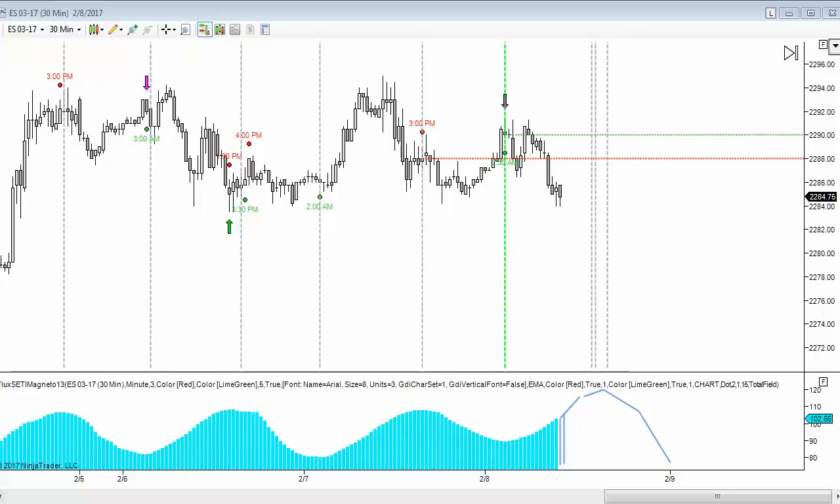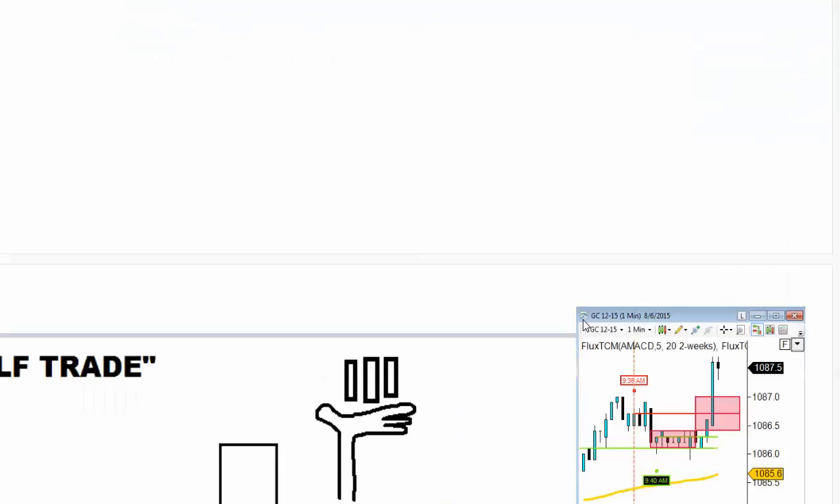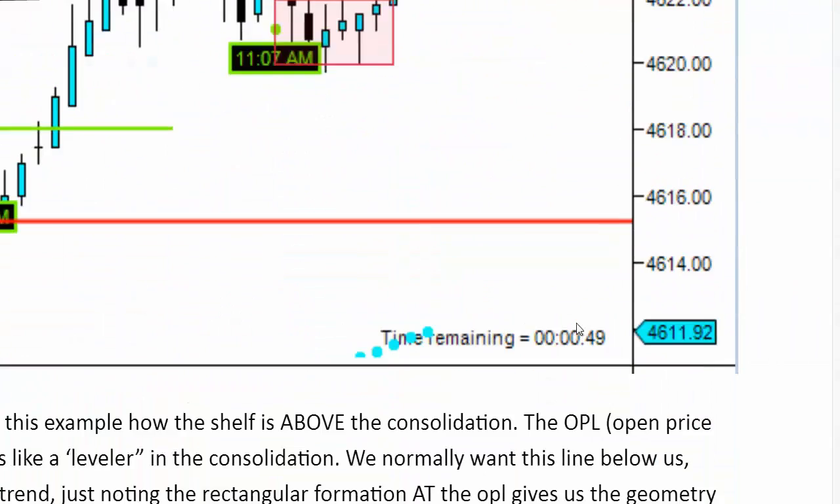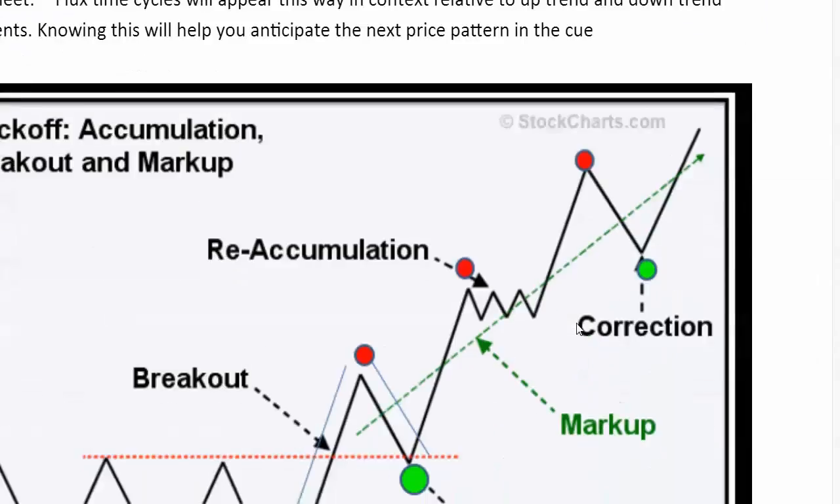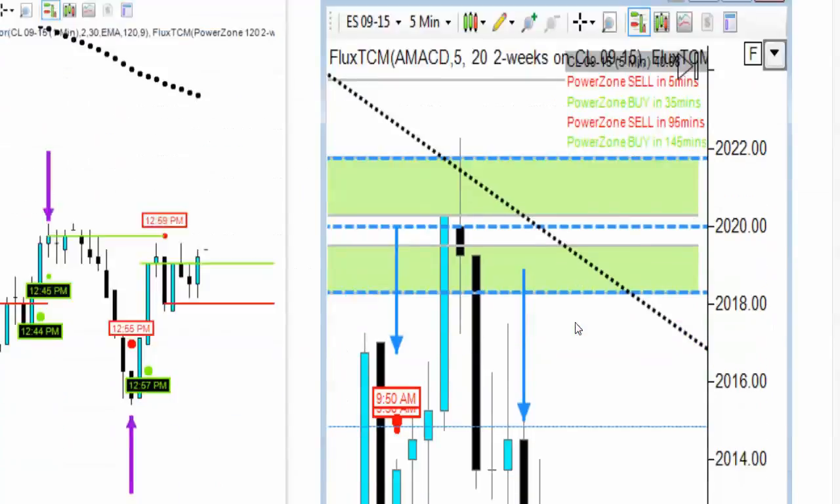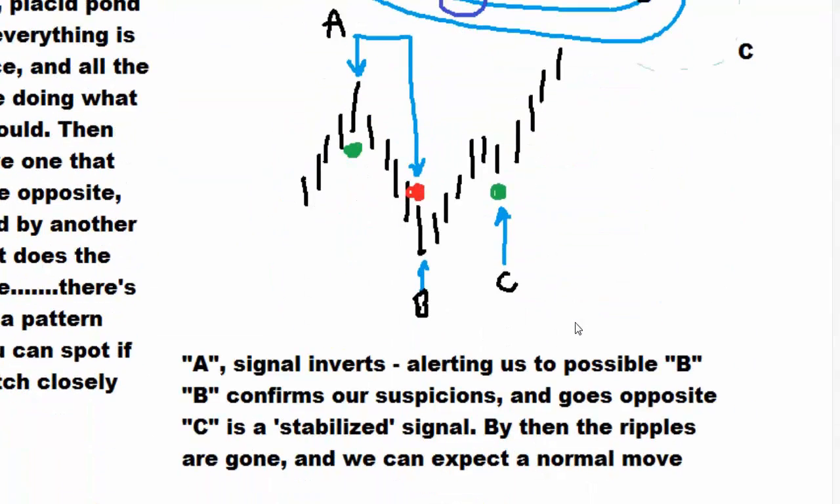And in our Michael's setup book, there's a pattern on page 13 called a back-to-back inversion. We're almost there. There it is. Everybody see that pattern right there? When we have a higher high green dot, it will usually fall to the next selling pressure.